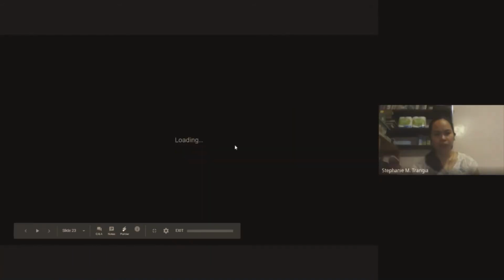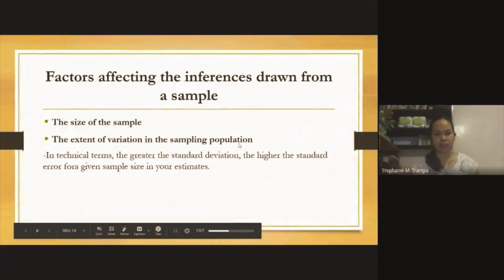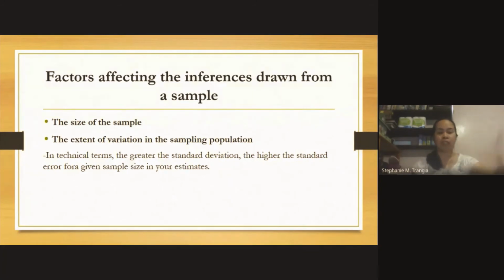Okay, so wala na questions ani nga part. Let's continue. There are actually factors affecting the inferences, meaning generalizing to the population drawn from a sample. First, the size of the sample. Second, the extent of variation in the sampling population. In technical terms, the greater the standard deviation, the higher the standard error for a given sample in your estimates. Of course, if your target population is very big, that is a factor.